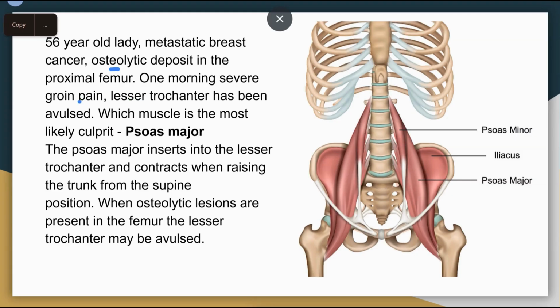A 56-year-old lady who had metastatic breast cancer develops osteolytic deposits in the proximal femur. One morning, severe groin pain and lesser trochanter involvement has been observed. So which muscle is going to be the culprit? So we know that the insertion of the psoas major is on the lesser trochanter area, and if the female was having an osteoporotic bone because of the mets from the breast tumor, it is going to result in an avulsion fracture, which is one of the types of pathological fractures. It is going to be because of the psoas major muscle, as it inserts on the lesser trochanter and contracts when raising the trunk from the supine position, and it results in osteolytic lesions being present in the lesser trochanter.